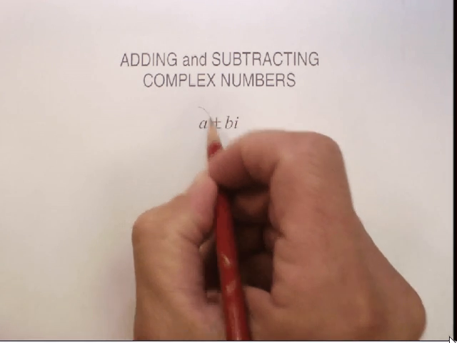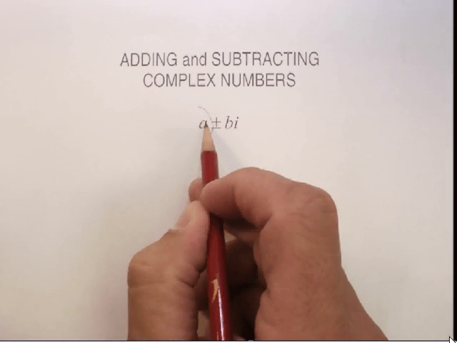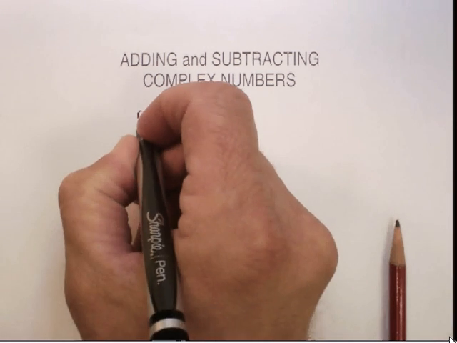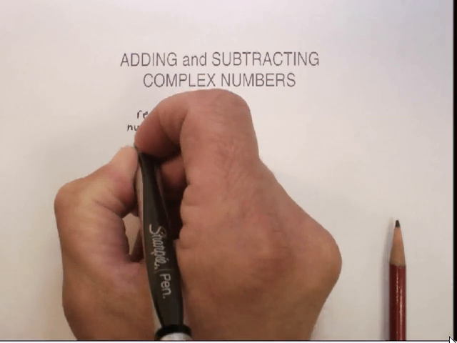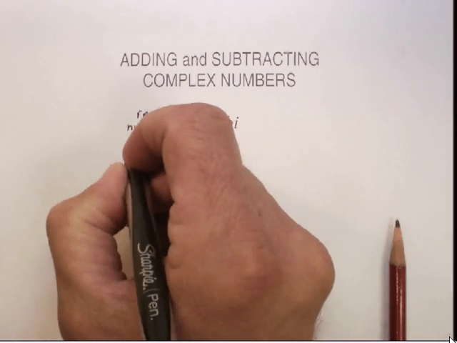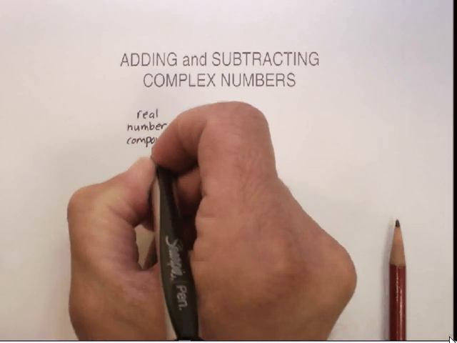Now, a complex number has two parts. The a, or the number on the left side of the plus or the minus, is called the real number component. And you remember what real numbers are. Real numbers are just those numbers that are on a number line, basically. So the real number component. Let me write that in there real quick.